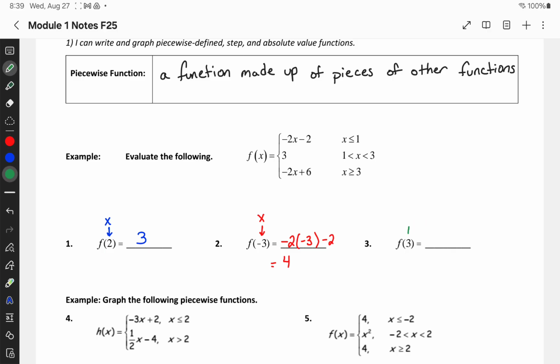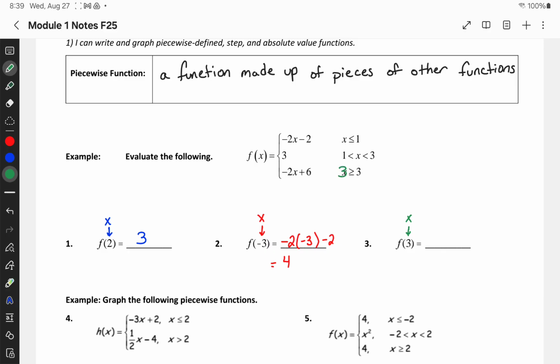I'm looking for f of 3. So I'm trying to figure out where 3 fits as an x value into one of those sections over there on the right. Is 3 a number which is less than or equal to 1? And the answer is no. Does 3 fit as a number between 1 and 3? And I have to be careful here because notice that this second half of the inequality just says greater than. It does not say greater than or equal to. So is 3 really less than 3? And the answer is no, it's not.